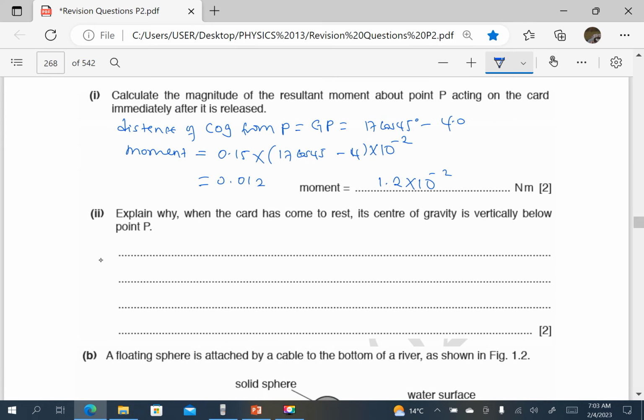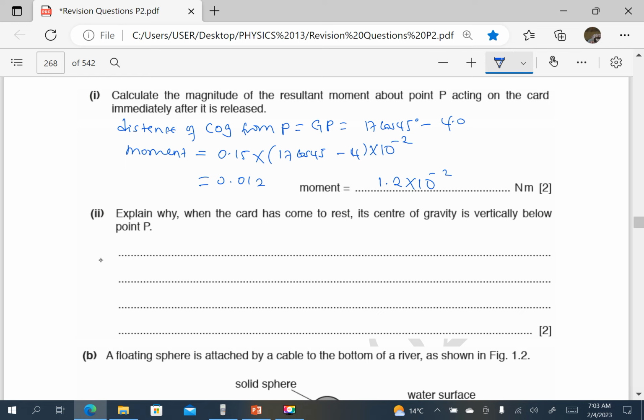Explain why, when the card has come to rest, its center of gravity is vertically below point P. Because when the card comes to rest, its line of action will actually be through P. The line of action of the weight will be acting through P. So it means the weight does not have a moment about P anymore. Or you can talk about the distance. When the card comes to rest, the distance between the line of action of the weight and the pivot will become 0. So it means the weight will have no moment anymore.